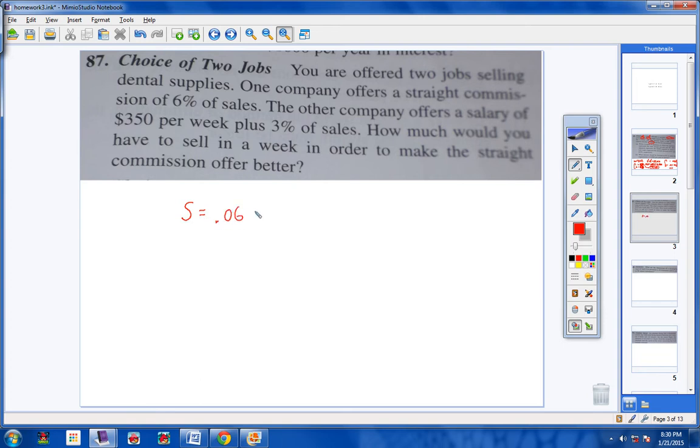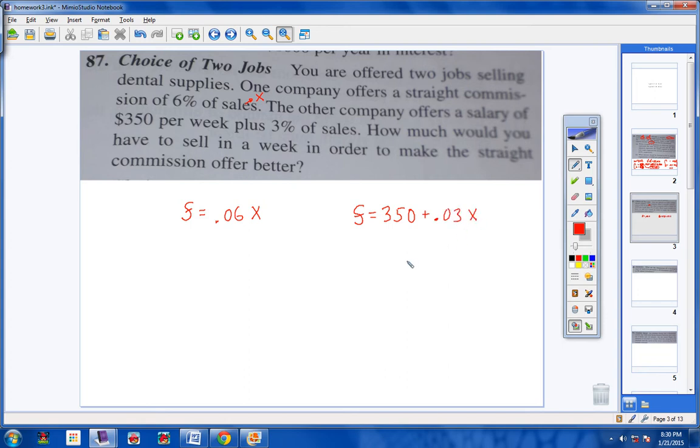You have a salary for one job, which is 0.06 times your sales. We'll call your sales X. And S here stands for your salary, okay? The other job has this salary to offer you. You know you're going to get 350 guaranteed every week, plus 3% commission, so 0.03 times your sales.